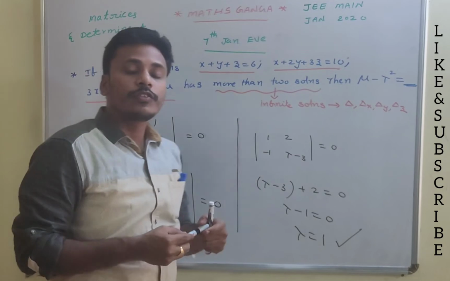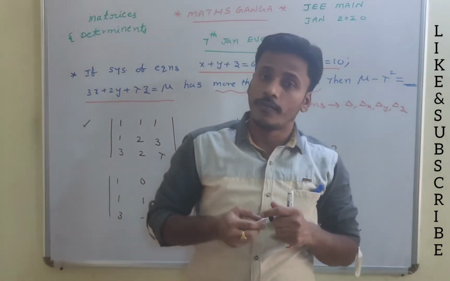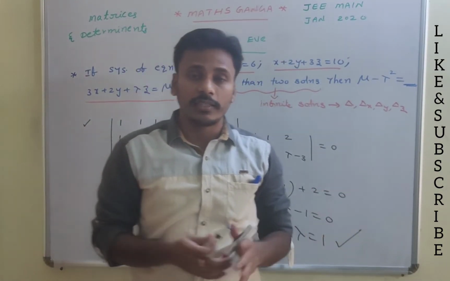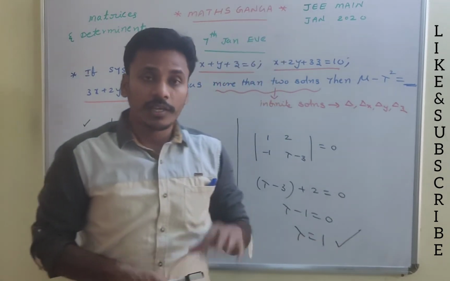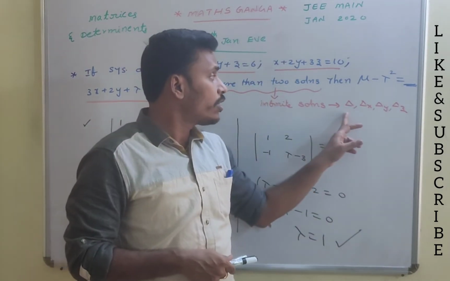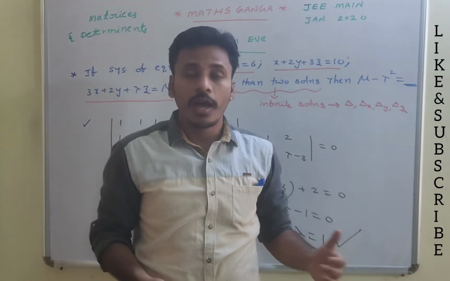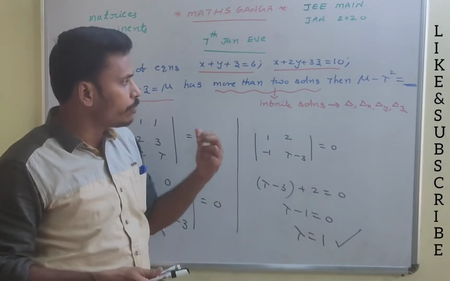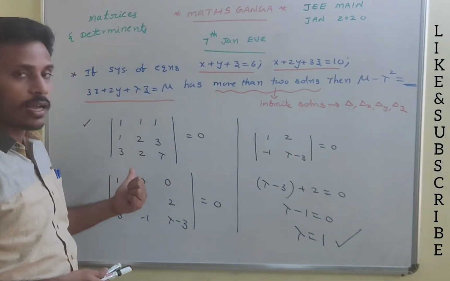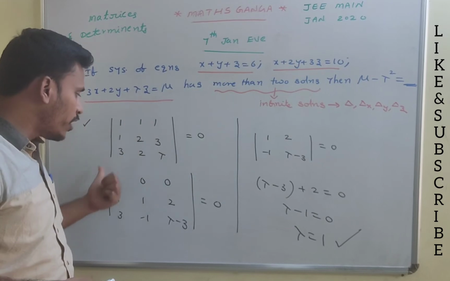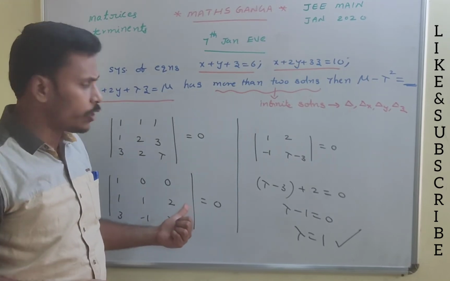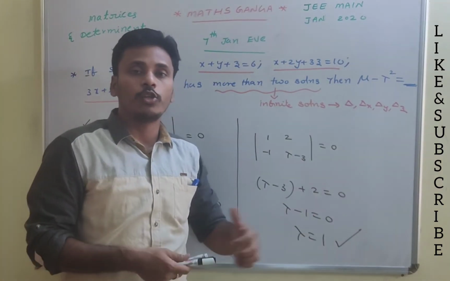Since they say that the system of equations has more than two solutions, it is very clear that it has infinite solutions. Since it has infinite solutions, these four determinant values are zeros. I just found the determinant of delta, which is 0. So using the determinant properties or otherwise as you wish, you can get the lambda value as 1.